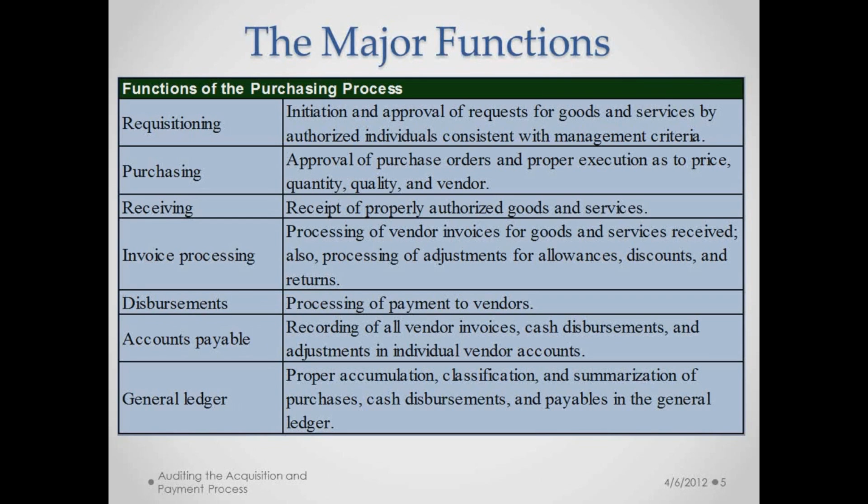And disbursements would be processing of the payments to vendors. Here's where you would want to see a three-way match. The three-way match would be that there's an approved purchase order, an approved receipt of goods or receiving report, and a vendor invoice, right, before payment to vendor is processed. Then accounts payable and general ledger would represent the recording of those transactions in the appropriate journals and the appropriate accounts in the general ledger.